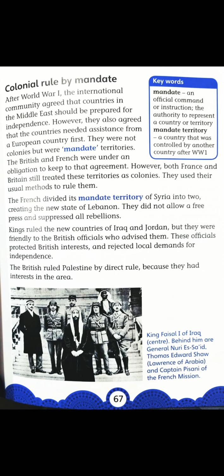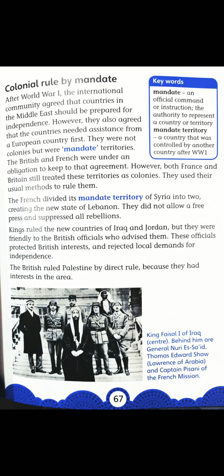So kind of how we talked about government previously, the different forms of colonial government. Basically, they still used their usual methods, right, to control them and make sure that things were running the way they wanted them to be run. The French divided this mandate territory of Syria into two, creating the new state of Lebanon. They did not allow a free press and suppressed all rebellions.